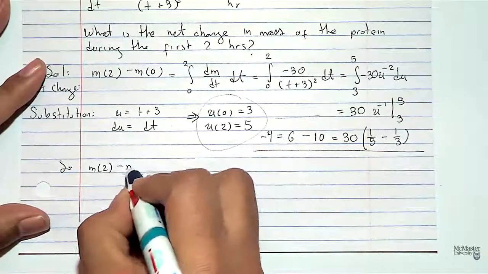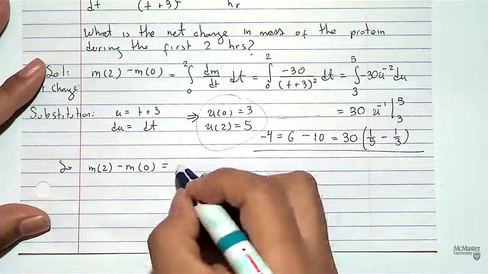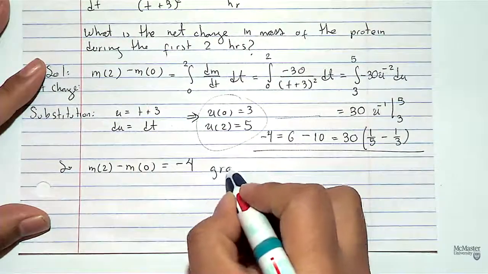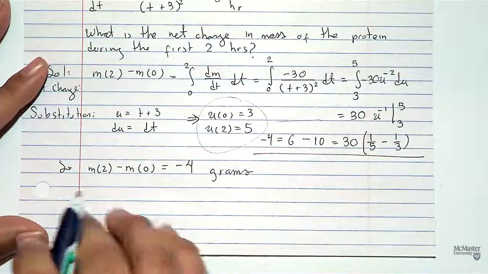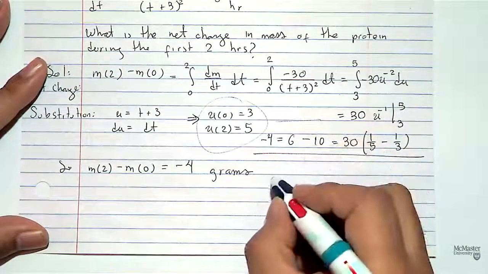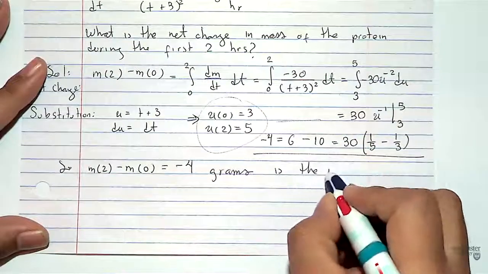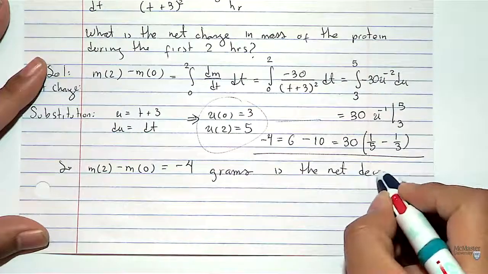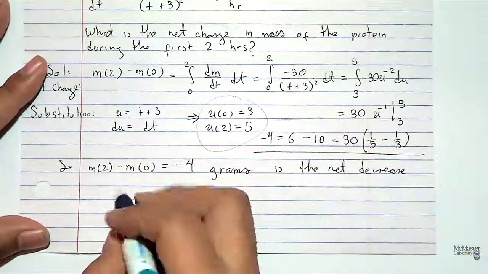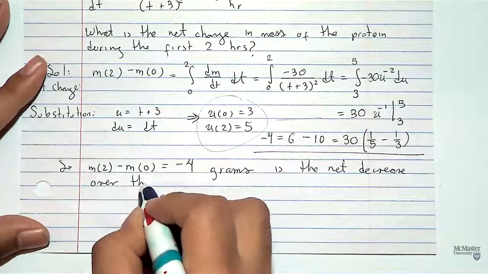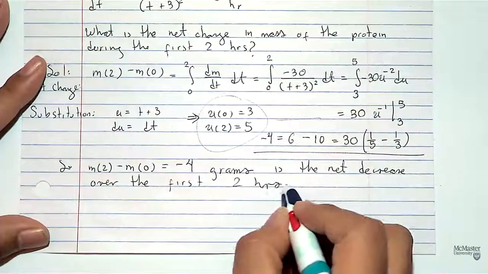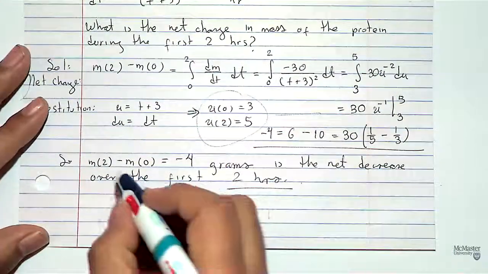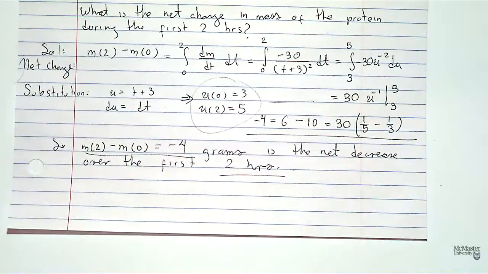So yeah, they used option 2 in this case, and the final result would be that m of 2 minus m of 0 is equal to minus 4, in the units of grams. So it means that the mass has decreased, right? Because you have basically a negative difference. So this is the net decrease over the first 2 hours. Remember that the time was in hours.